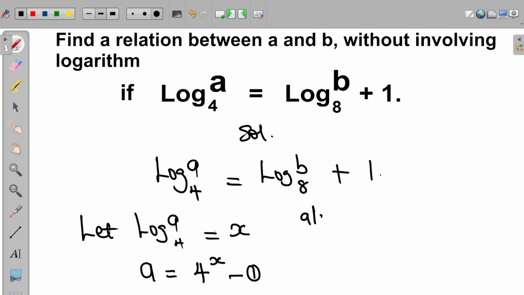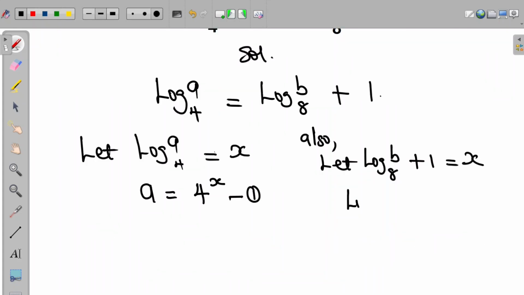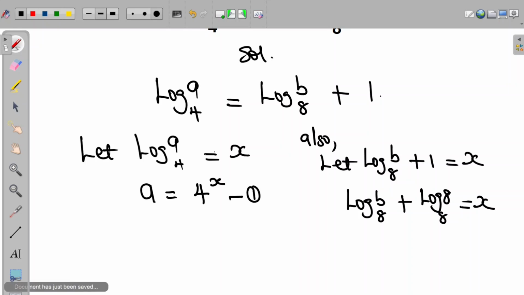Also, let log b to base 8 plus 1 be equal to x. And this becomes log b to base 8 plus log 8 to base 8 equal to x. This is because logarithm of a number to its own base is 1. Hence, log 8 to base 8 is equal to 1.